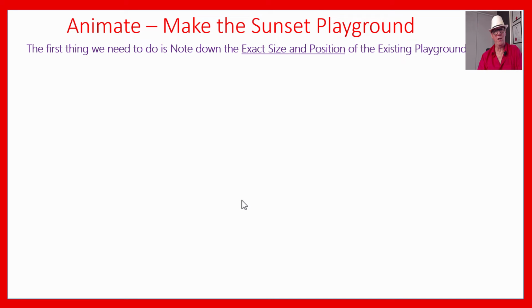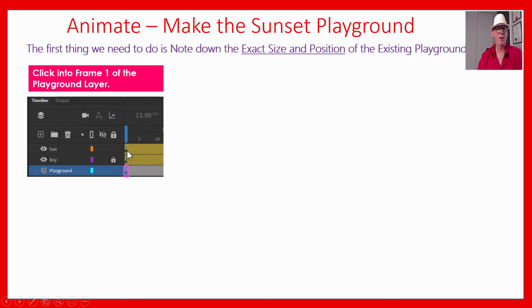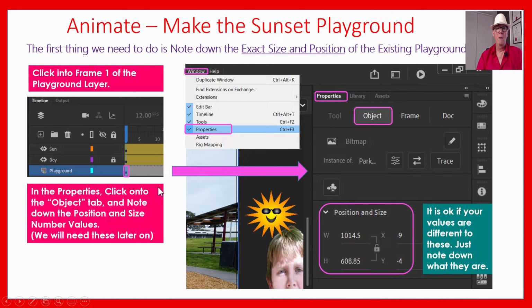Now, something we need to do so that when we put this other image in of the other playground that's all dark, we need to make sure it goes in the exact same position as the bright sunlight one we've got there now, because if it doesn't, you'll get this little earthquake effect while your animation plays. So what we're going to do is click into frame 1 of our playground layer here and bring up the properties for it, and they'll have this position and size, and we've got to note down these 4 numbers.